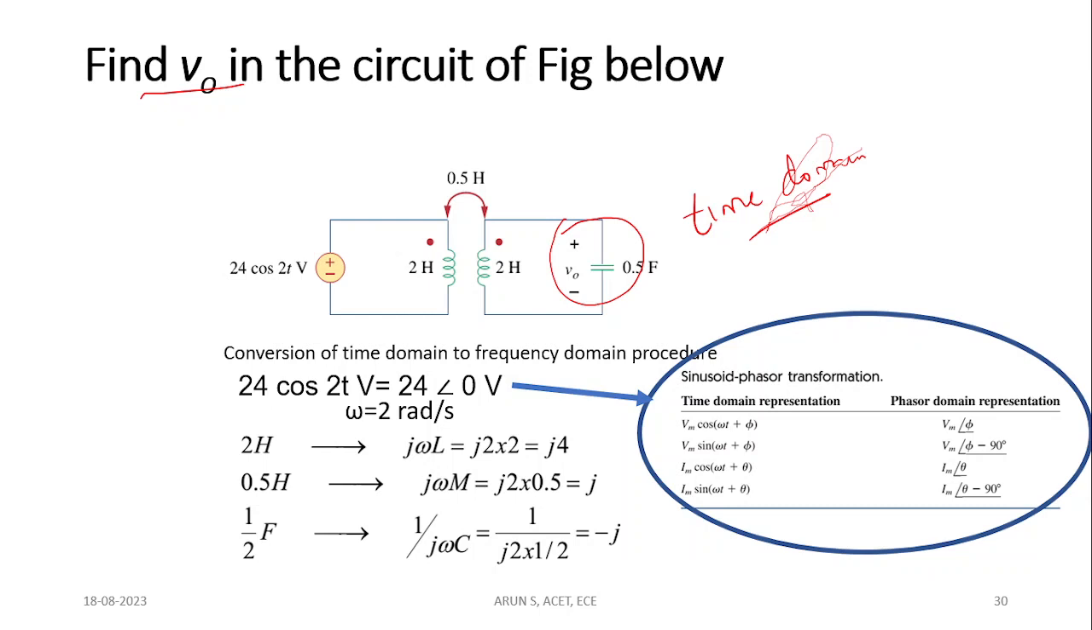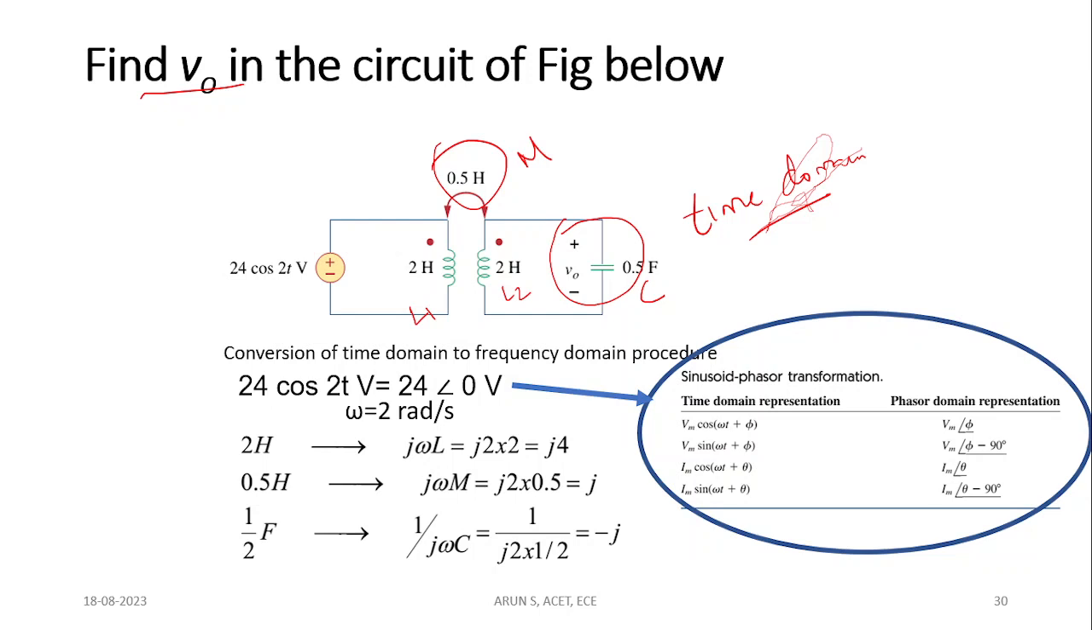So here the question is in the time domain. You can see the voltage source is 24 cos 2t volts, the inductor value is 2 H, the capacitor value is 0.5 farad, and the mutual inductance is 0.5 Henry. This is the mutual inductance, we call it M. This I can call L1, this L2, and this is my C. These are all the values given in the circuit, and all are in time domain. Now the first thing is we need to convert that into the frequency domain.